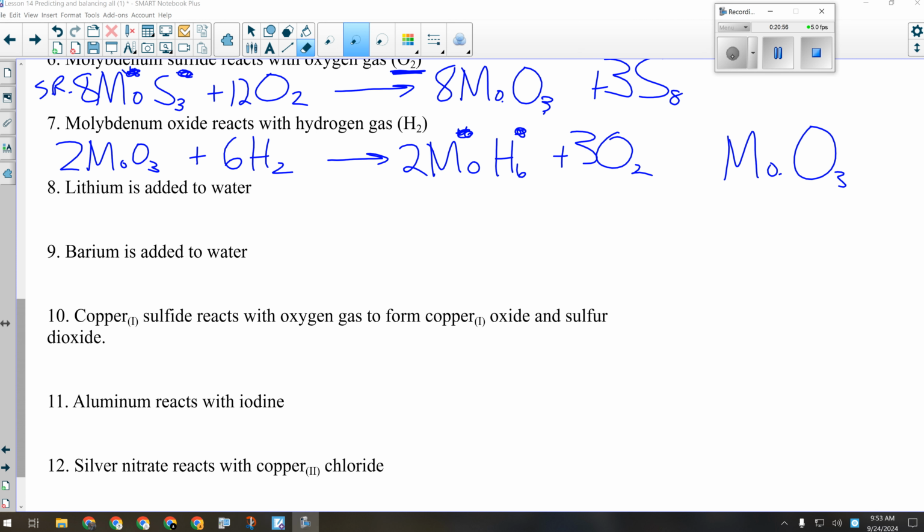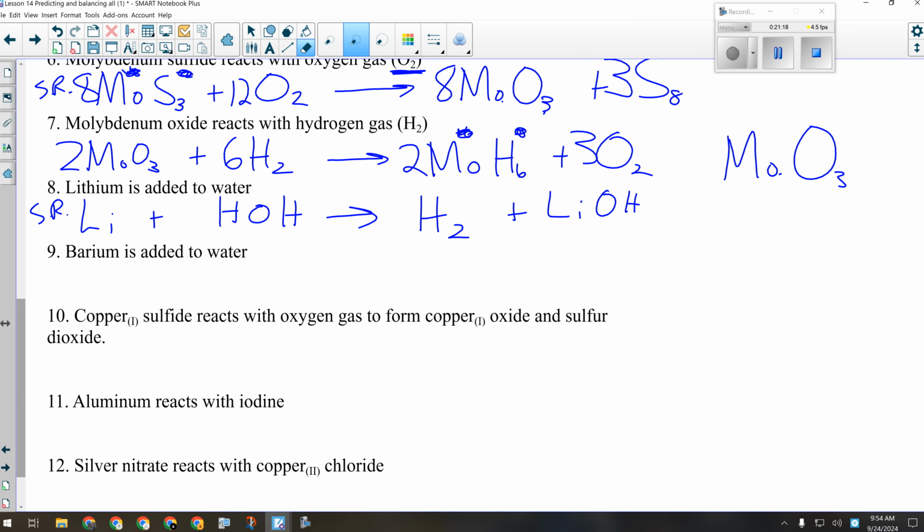Okay, so for number 8, lithium is added to water, so Li plus, and again, we can write this HOH or H2O. I'm gonna write it HOH this time. Single replacement reaction, lithium's gotta swap out with the hydrogen, so hydrogen will end up by itself, but it's special. Lithium will end up with hydroxide, or you could have Li2O there for that one as well, and then we would have to come back and do this to make the reaction work.